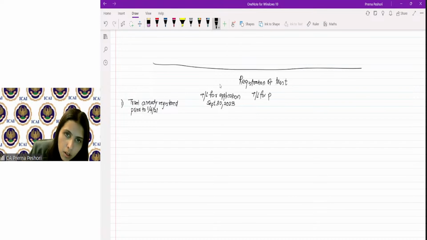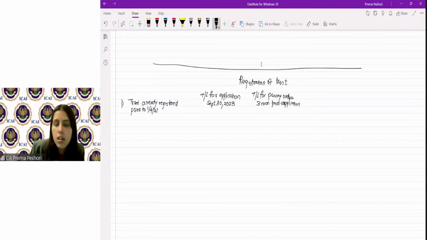Time limit for passing the order is again 3 months from the month in which application is received. From receipt of application. You can write like that. In case the trust does not apply by 30th September, it will be charged the exit tax.